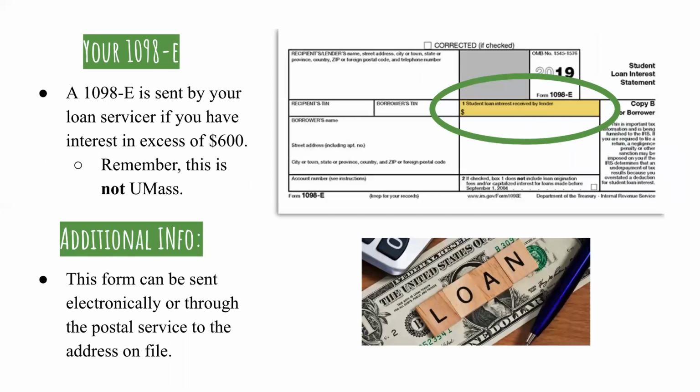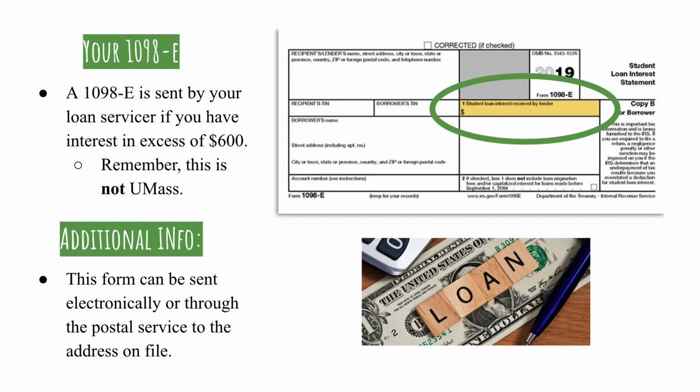All right, so now we get into the 1098-E. The 1098-E is sent to you by your loan servicer if you have interest in excess of $600. Now, something important to remember is that this is not UMass. The 1098-E is sent to you through your loan service provider. So this can be sent either electronically or through the postal service to the address they have on file, depending on your mailing preferences.